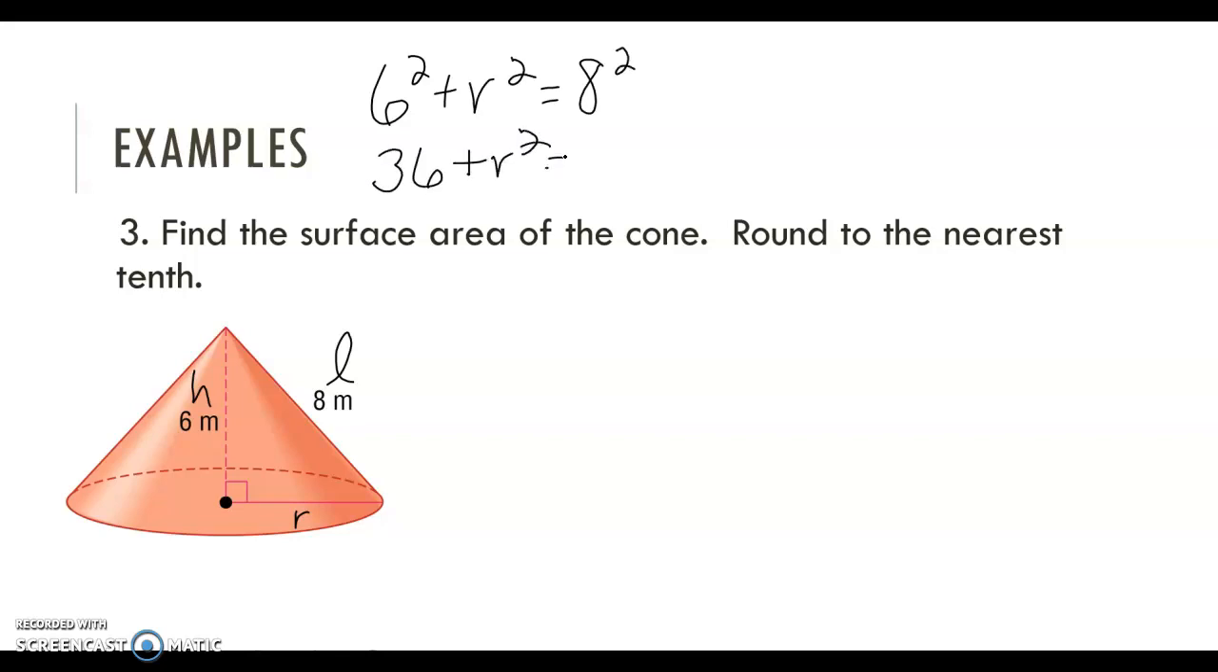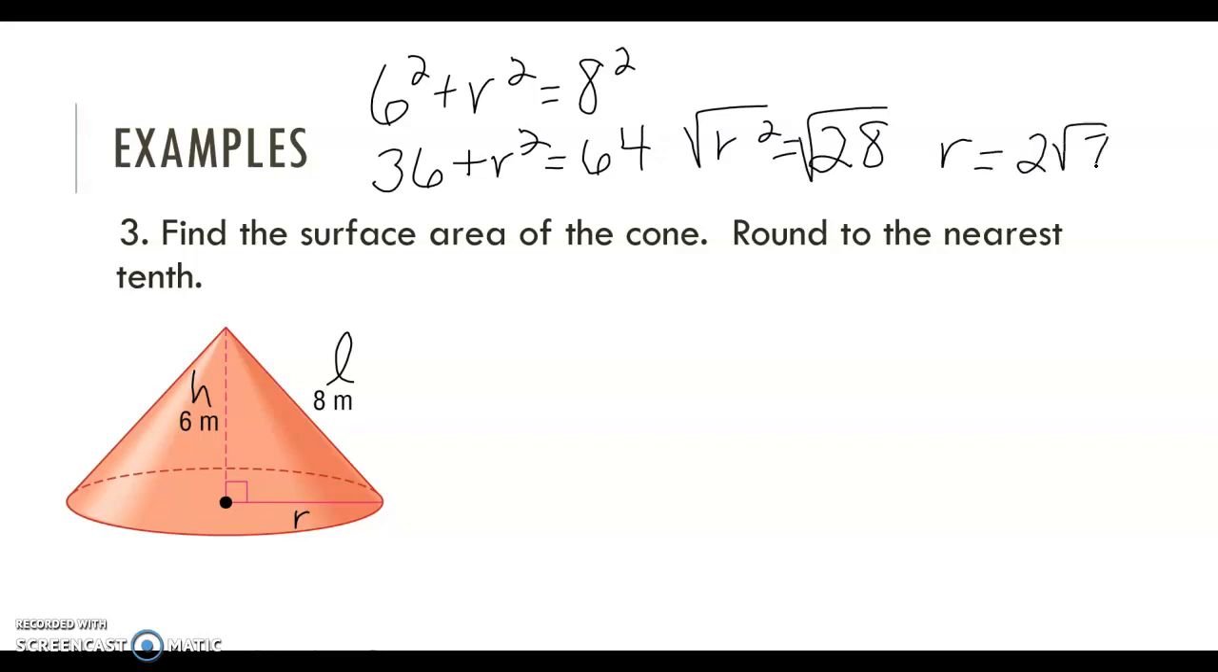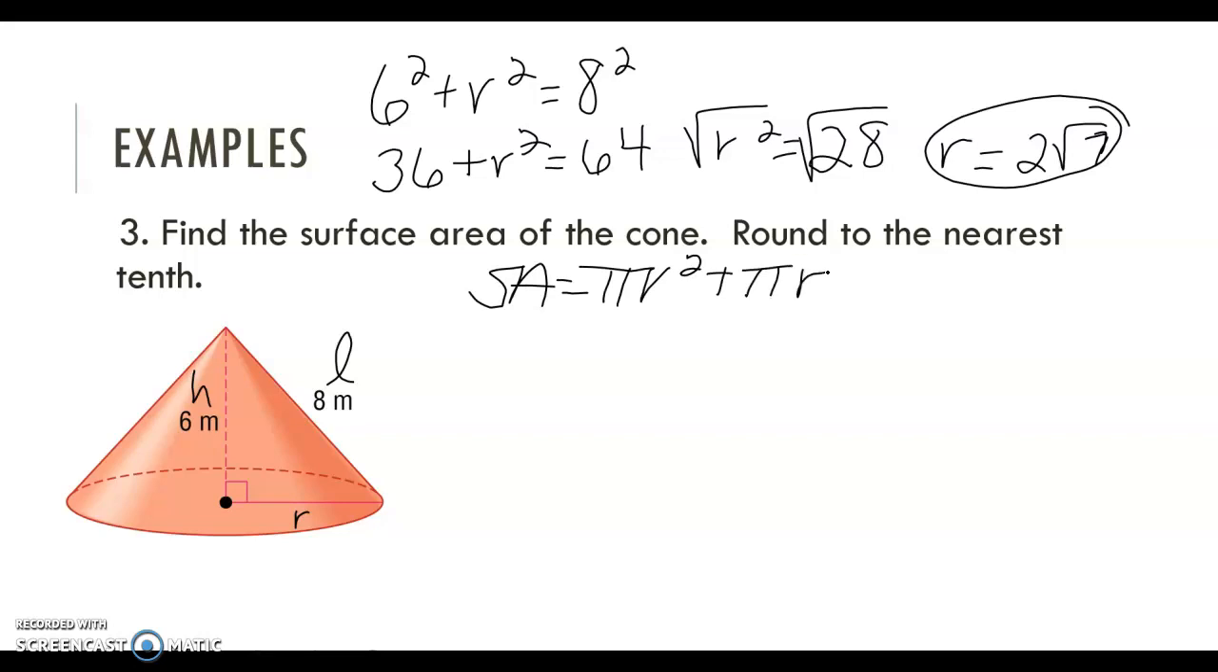36 plus r squared equals 64. And so r squared is 28. If I take the square root, r is 2 square root of 7. And we're going to leave it as this radical when we substitute in, just so we get the most exact answer. So surface area is pi r squared plus pi r, and then I'm going to use L for the slant height since we know what the slant height is.